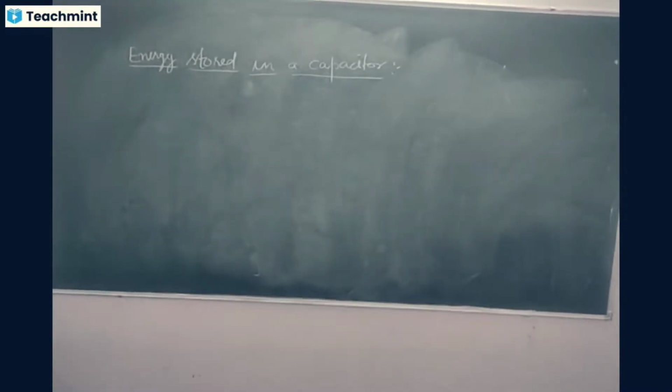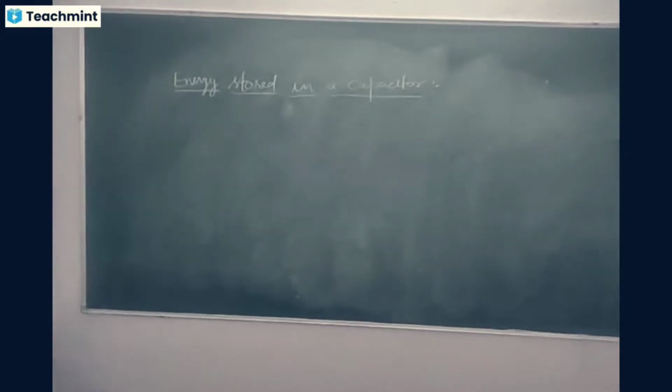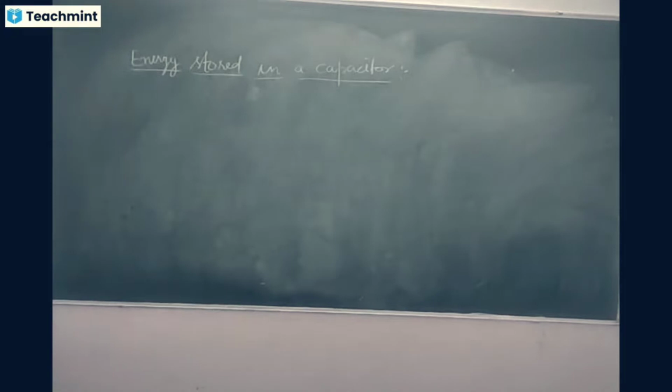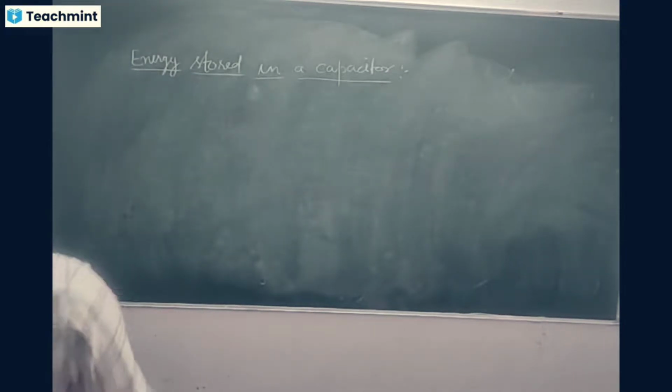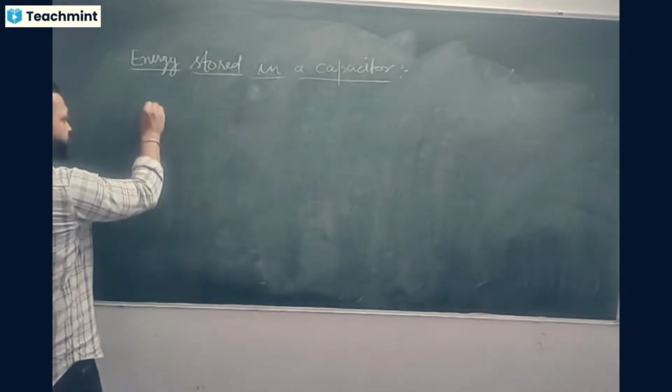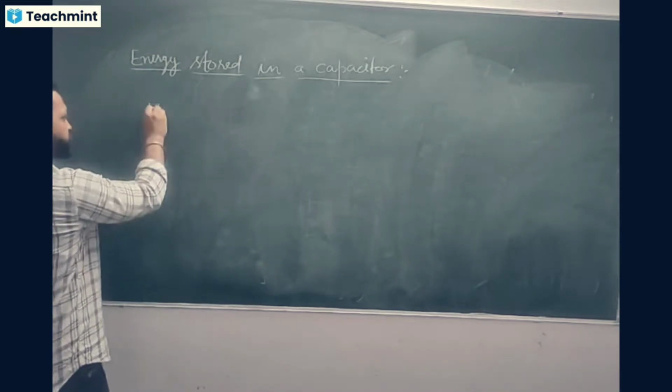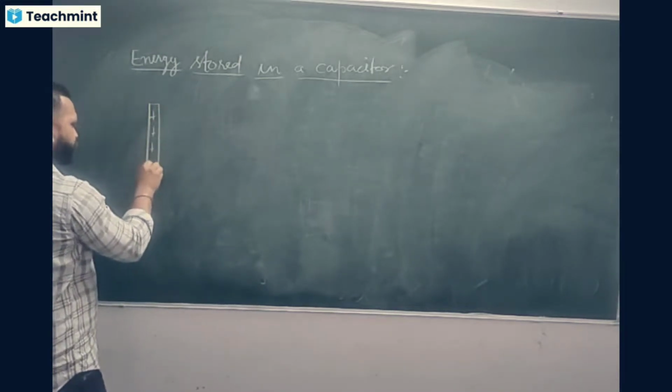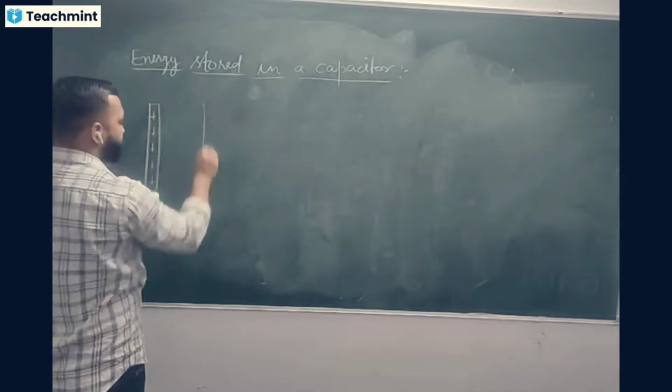So what are we going to discuss? We are going to discuss the energy stored in a capacitor. So we are talking about a parallel plate capacitor. We have two plates. Suppose one plate is this, a positively charged plate, and suppose the other one is a negatively charged plate.